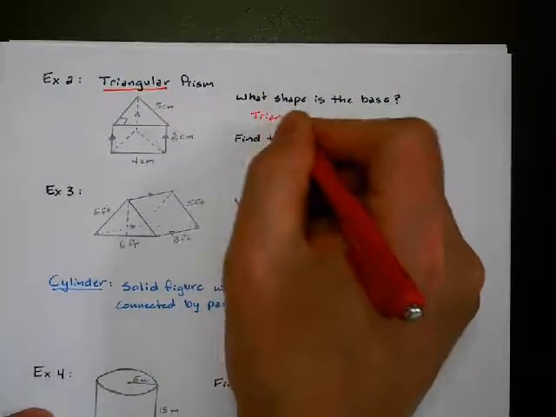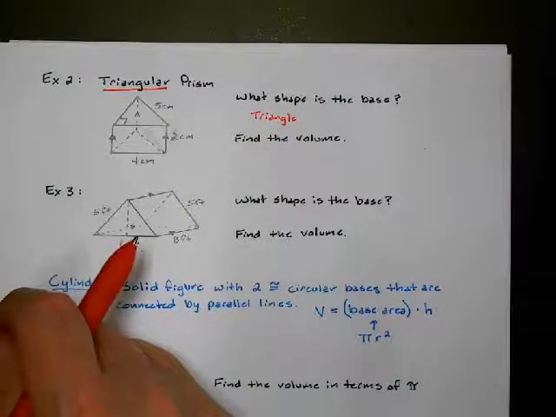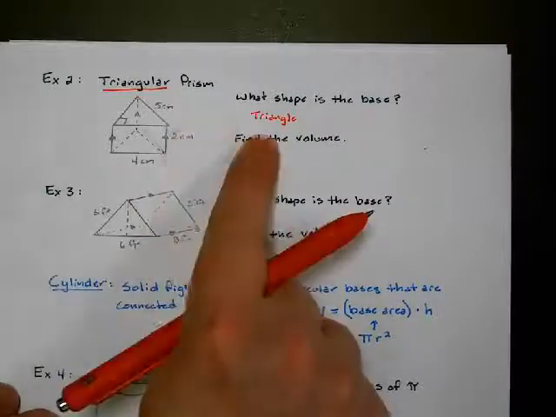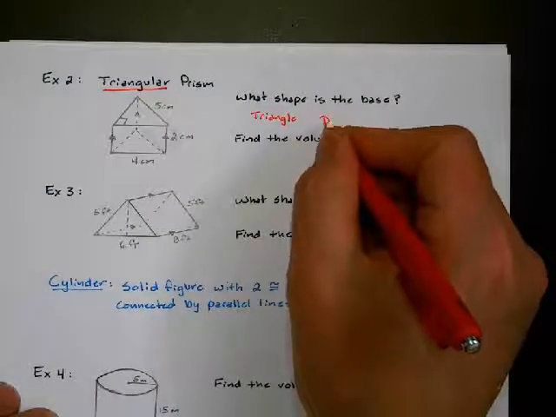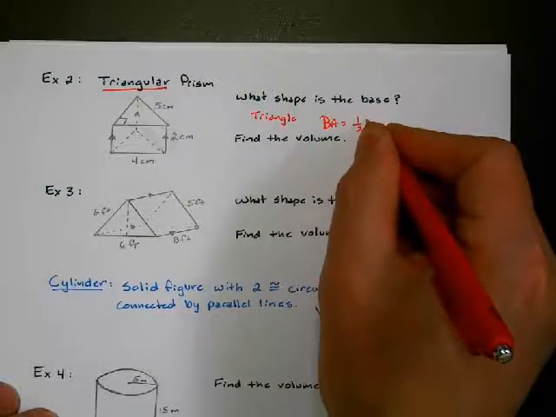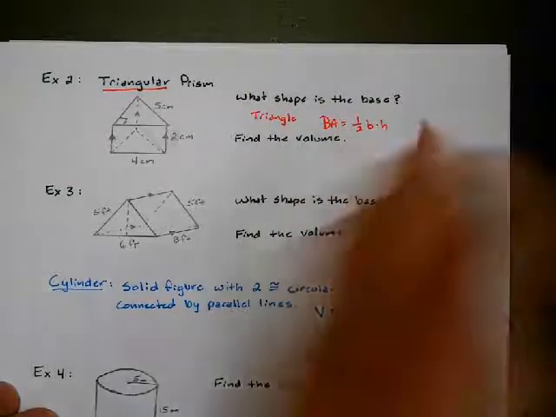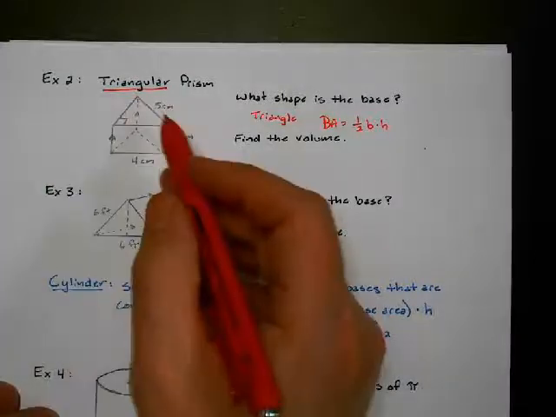Now, since the formula for the volume is the base area times the height, this time when I'm finding my base area, it is equal to 1/2 base times height. That's the base and the height of the triangle. So let's look at what we got here.